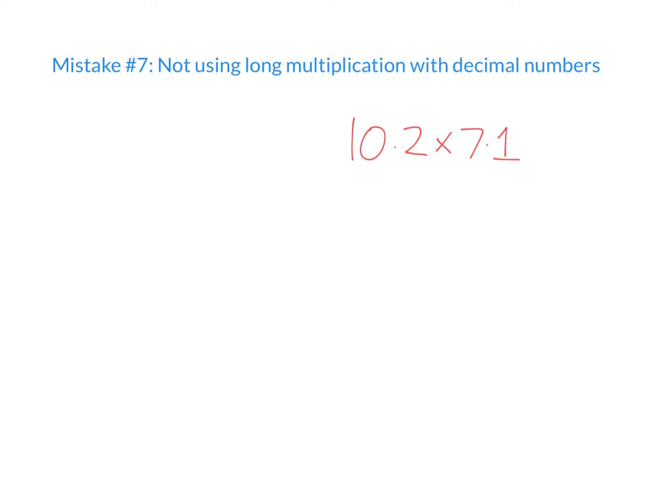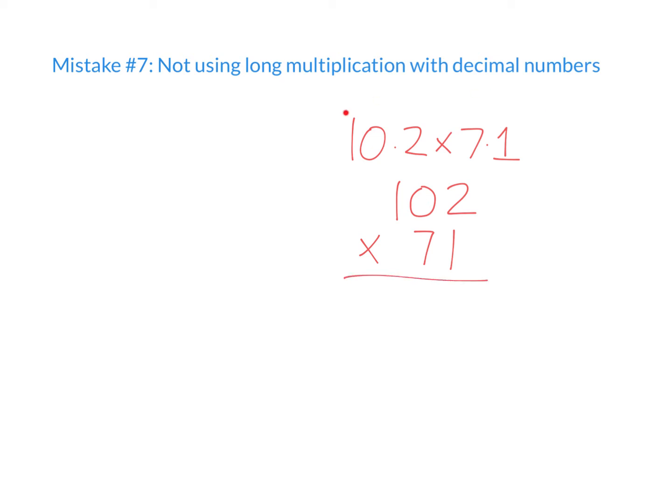So the next mistake is not using long multiplication when needed. In the last one, the last decimal multiplication was just 6 times 12. We know that's 72. But here, when we're multiplying these decimals, we're going to multiply them with no regard for the decimal place. We actually have to multiply 102 and 71. This is how I want you to do it.